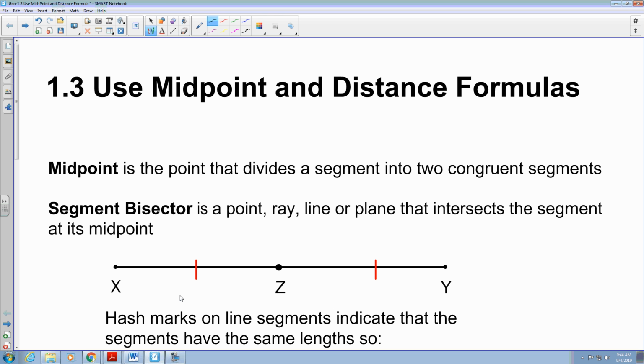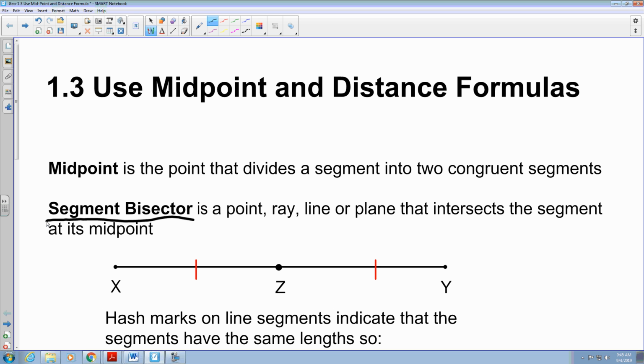But one of the terms that you may not be as familiar with is segment bisector. A segment bisector is a point, a ray, a line or a plane that intersects the segment at the midpoint. Maybe you've been more familiar with perpendicular bisector, which means that a line or a ray or a point may intersect, but it also will intersect at a 90-degree angle.